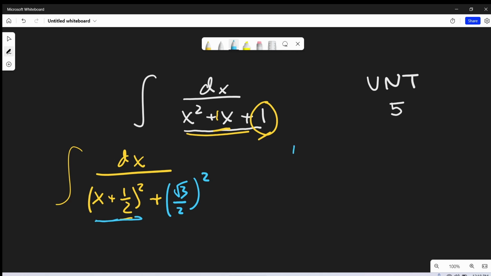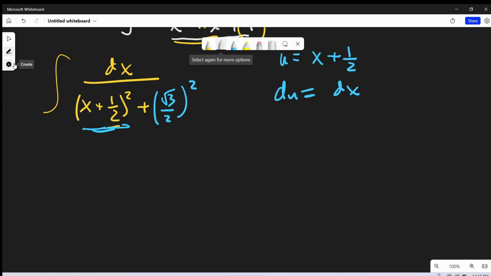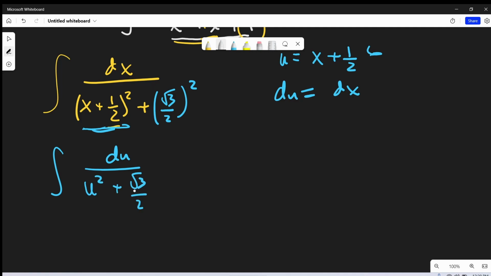So what I'm going to need to do is a u substitution. I'm going to call my u this piece, which is just x plus 1/2. And then that means our du is going to be dx. Okay, now from here, I'm going to go ahead and make this substitution. So we're going to have, instead of dx, we're going to have du here in the numerator. And then our x plus 1/2 is this u over here. So we're going to have u squared plus (square root of 3 over 2) all squared. And this is in the form for our arctan integral.